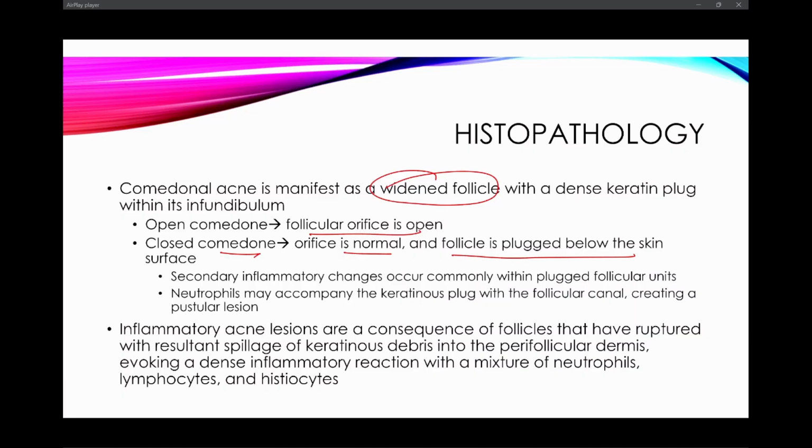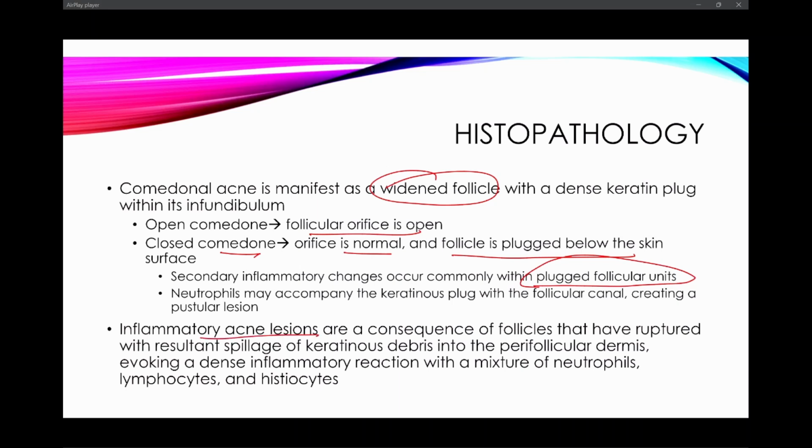Secondary inflammatory changes occur commonly within plugged follicular units. What do you think causes the secondary inflammation from plugged follicular units? Popping them. Popping them causes secondary inflammation to the surrounding tissue. We'll go over that in a little bit. That's why you shouldn't pop them, because it causes injury to the tissue around it, not the actual issue itself. If neutrophils are in that plug, then it becomes a pus-filled pustular lesion.